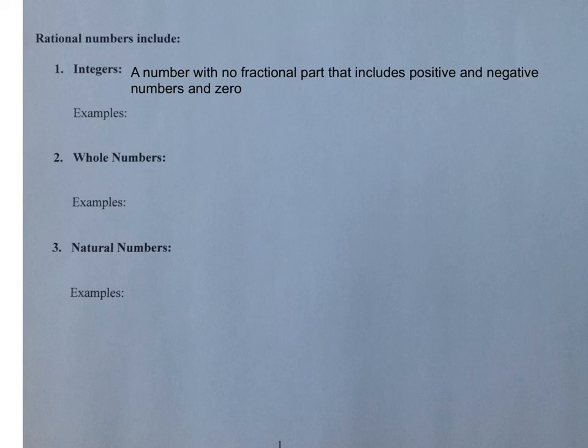So for example, -2. That's an integer. It's a negative number. -1, also an integer, negative number. 0 is included as an integer. And then we have positive numbers like 1 and 2. So basically it's any number with a negative, 0, or positive that does not have a fraction in it.